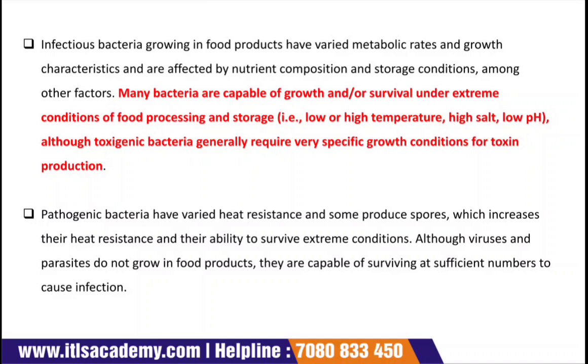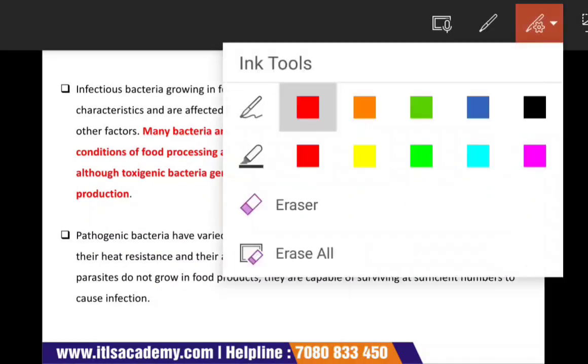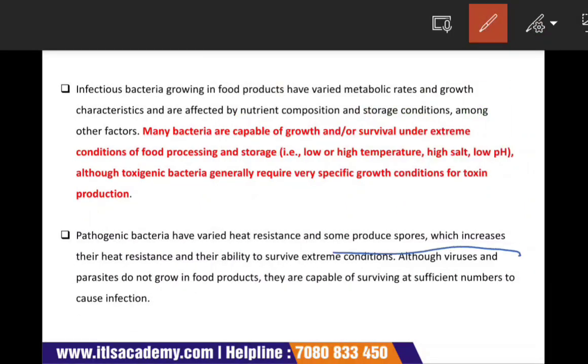Then how can they grow? They produce spores. So what do these spores do? I'm just marking it. These spores increase their heat resistance. So basically, spores are helping the bacteria in increasing their heat resistance, and they also help them to survive the extreme condition. Okay, although this is the case with pathogenic bacteria, viruses and parasites do not grow in food product, but they are capable of surviving in sufficient numbers to cause infection.